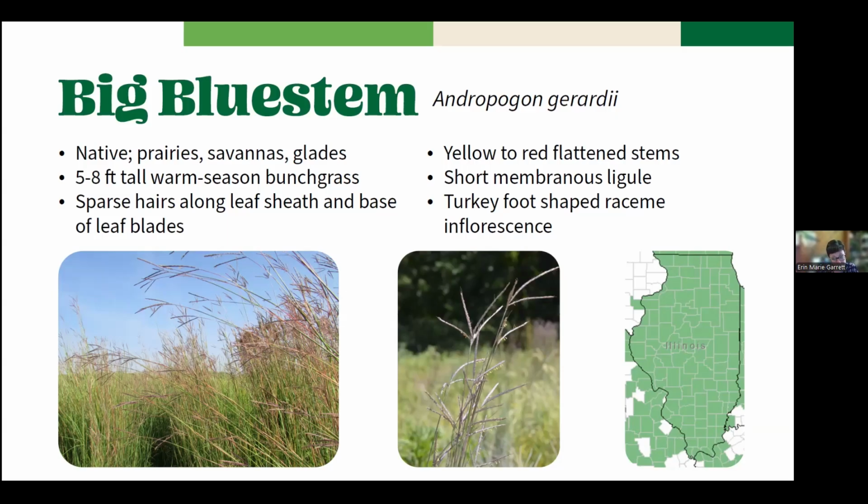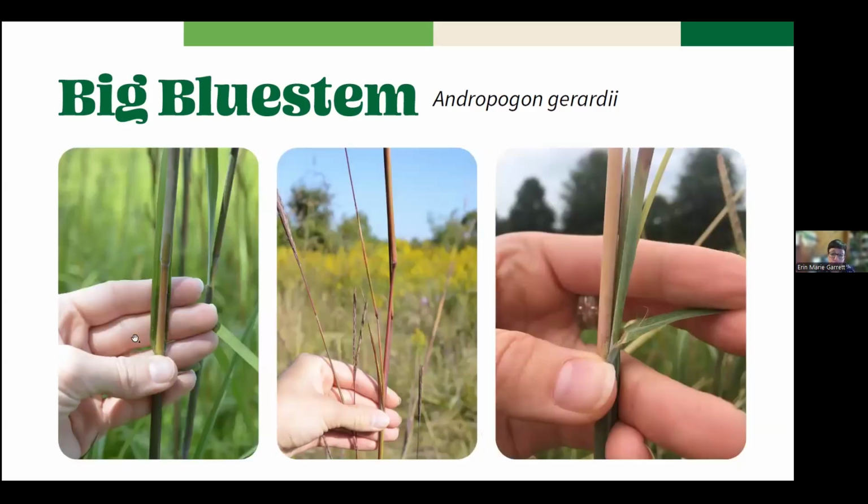And then, of course, most of us are familiar with this iconic flowering shape, called a turkey foot shape, raceme inflorescence. Okay, so a few close-up pictures of the stems. We can see here that reddish to yellow color on the stem right here. Hopefully you see some of these hairs at the base of the leaf as well. And this picture over here, we can see it's really red, right? Red and yellow. Even the base of the leaf sheaths have that orangey tinge. And then over here, we're going to have, again, more of a reddish orange stem.